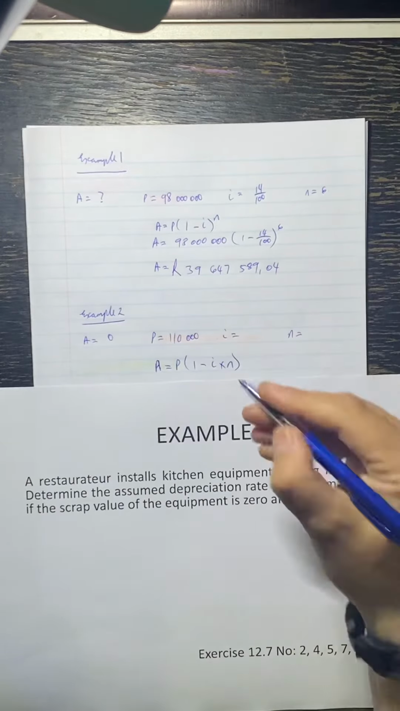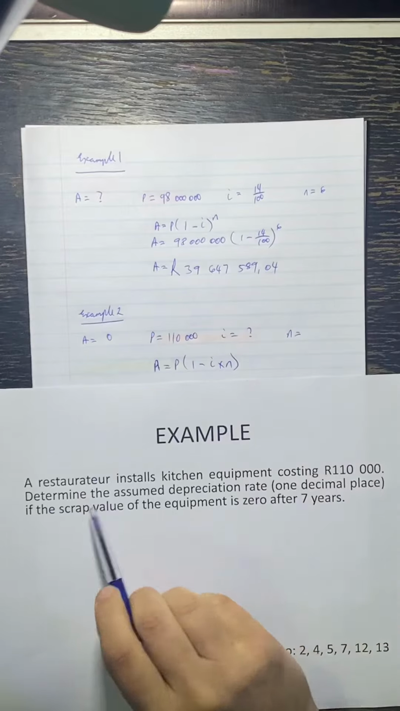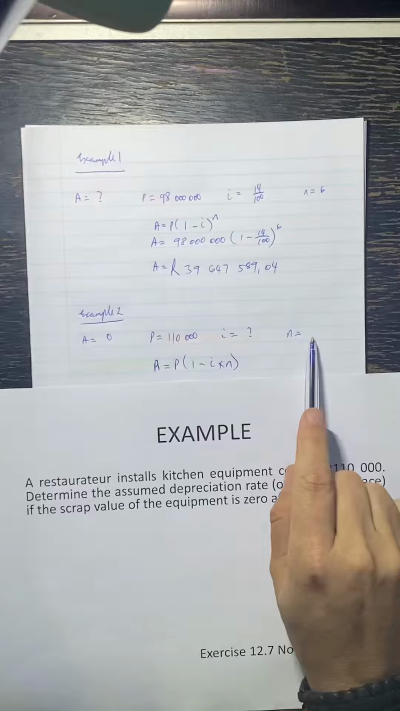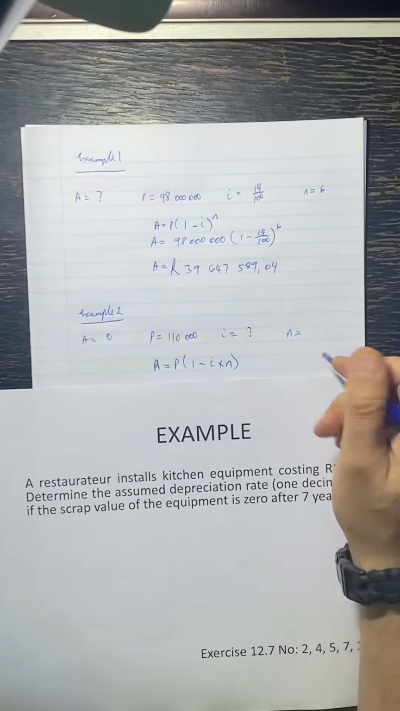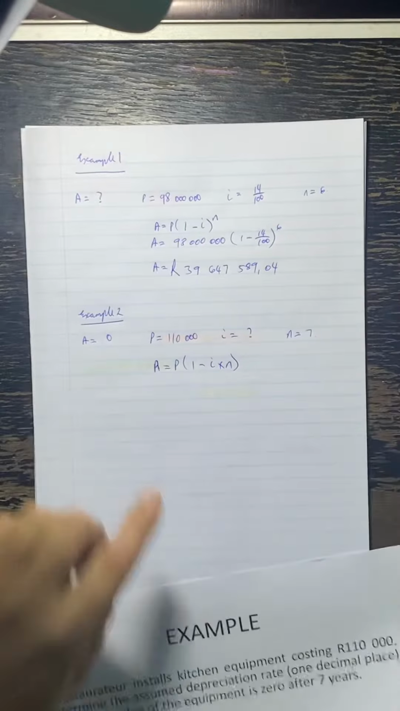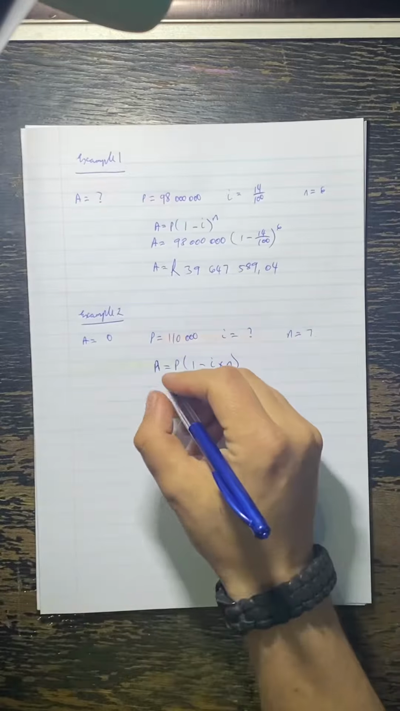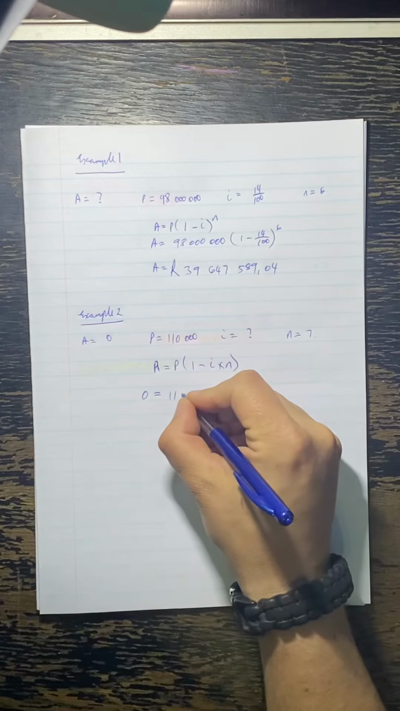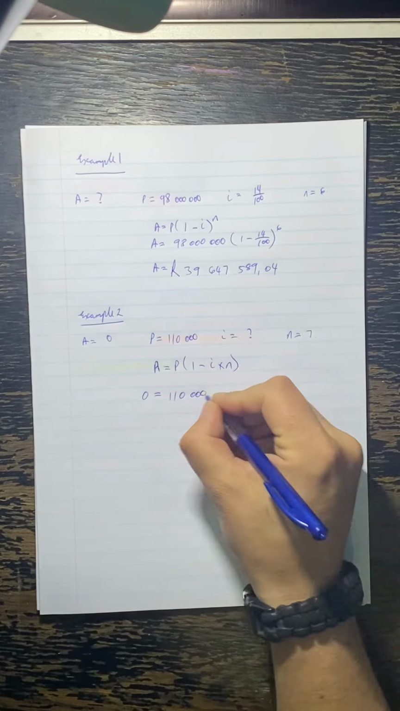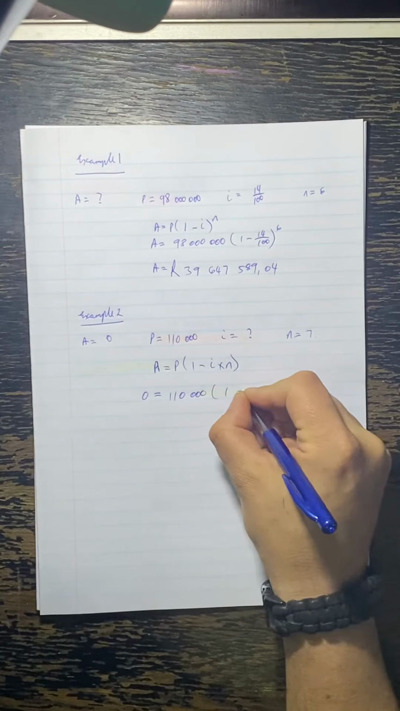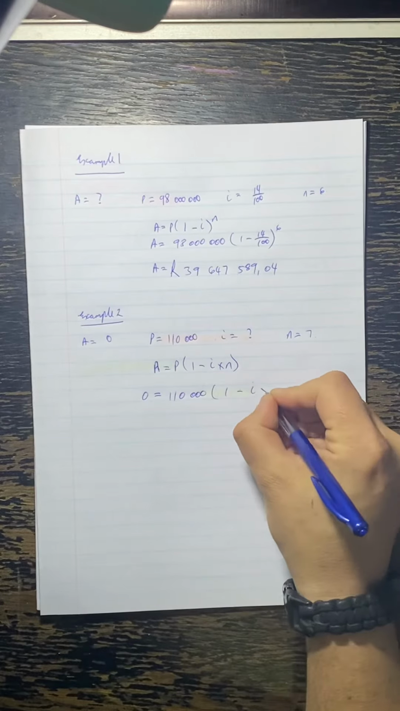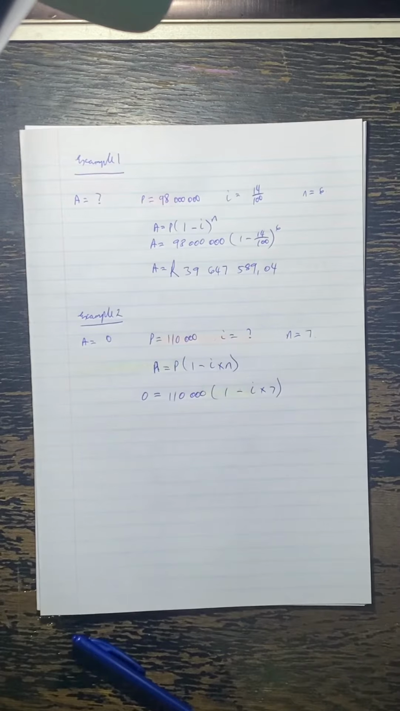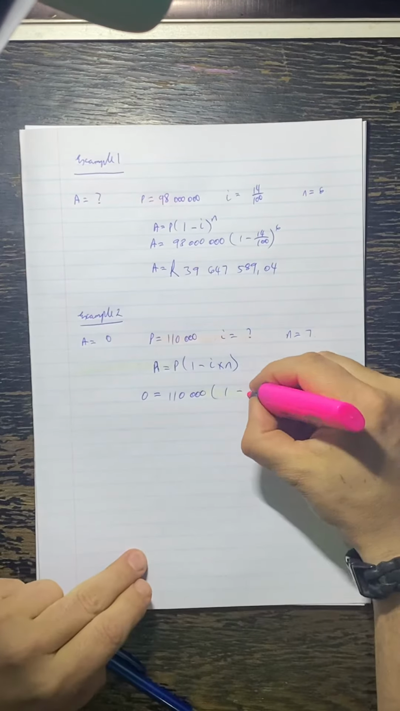The interest, we don't know. That is what we're going to figure out. That's what they said here. Determine the assumed depreciation rate. And our time period is 7 years. All we have to do now is just plug these into our formula. i, we don't know, times 7. What we need to do here, guys, is our unknown is this i. That's what we need to calculate.